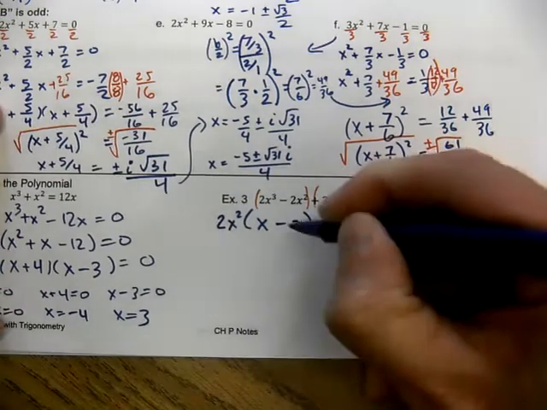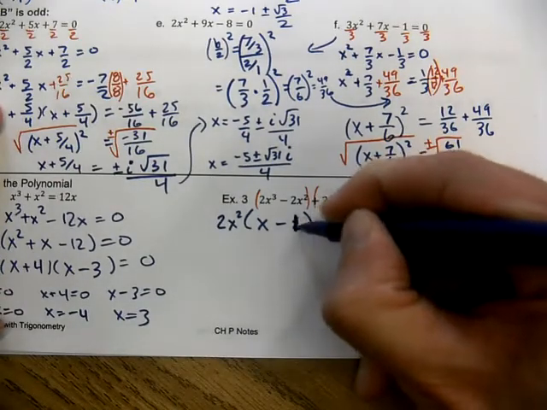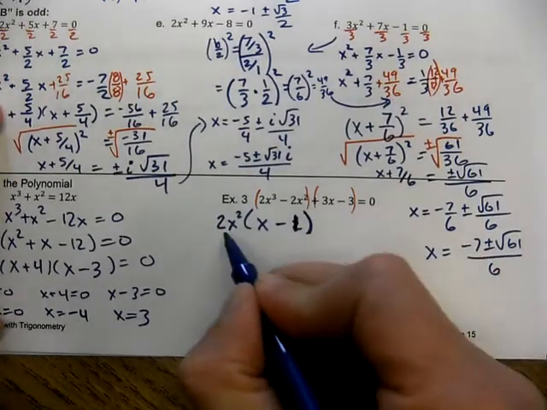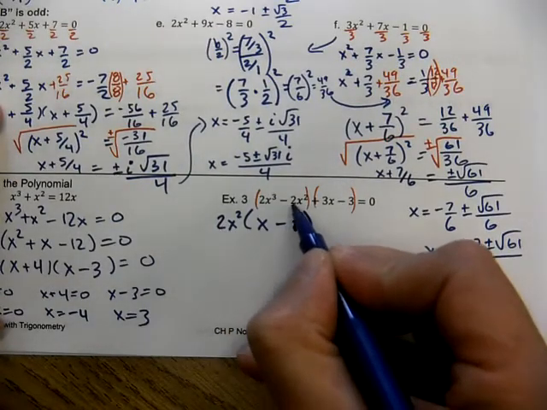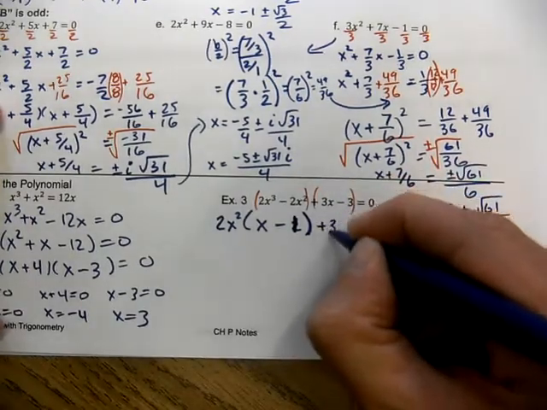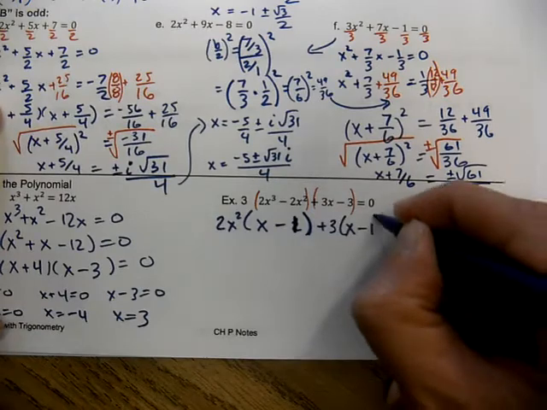I'm sorry, that's not a 2. That's got to be a 1 remaining inside, because if I distribute the 2x squared back in, 2 times negative 1 gives me that negative 2 that we see right there. In the second pair, we factor out a 3, and that leaves me with an x minus 1.